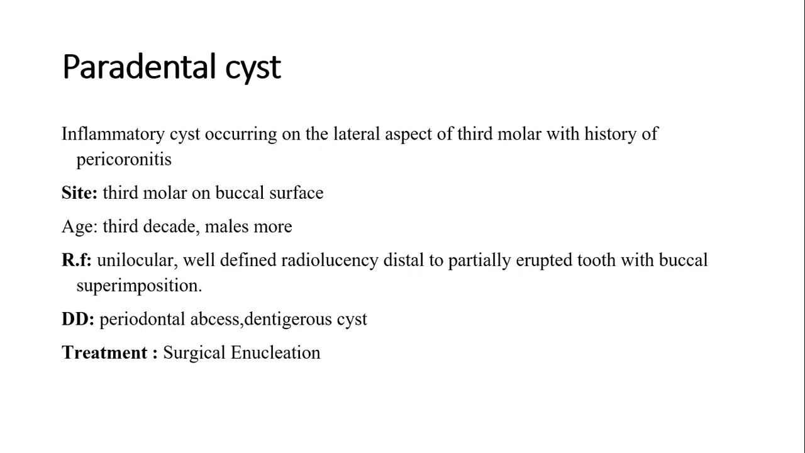Paradental cyst: an inflammatory cyst occurring in the lateral aspect of the third molar with a history of pericoronitis. Site is third molar on the buccal surface. Age group is third decade. Males are mostly affected. Radiographic feature: usually seen as a unilocular, well-defined radiolucency distant to the partially erupted tooth with buccal superimposition. Differential diagnosis: periodontal abscess, dentigerous cyst. Treatment is surgical enucleation.